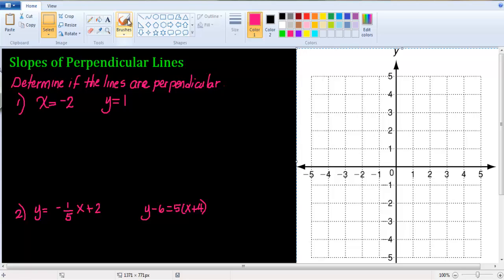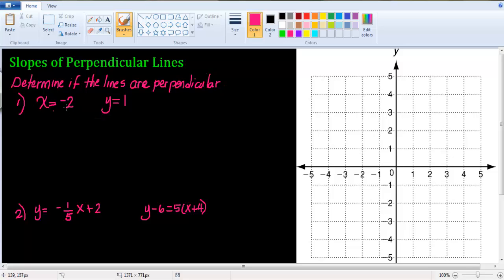Here is part 2 of slopes of perpendicular lines. And here's example 1. Determine if the lines are perpendicular. Notice I have x is equal to -2, y is equal to 1. When you see equations like these, where you don't see a slope, you don't see a y-intercept, these are just constant lines. That means that they either don't have a slope or their slopes are undefined.